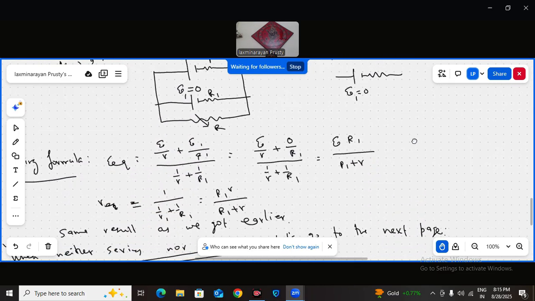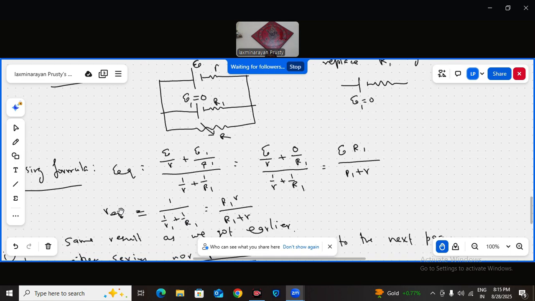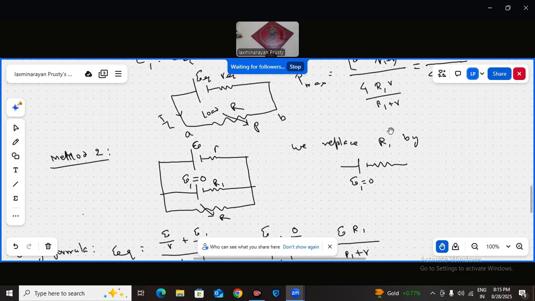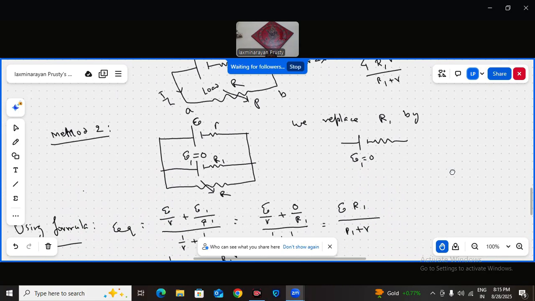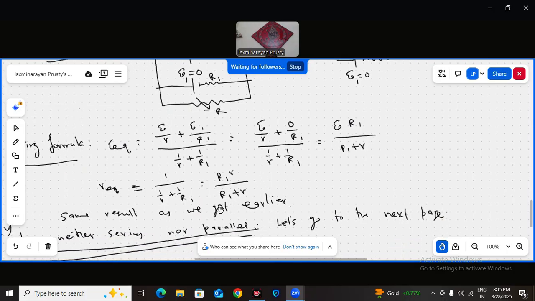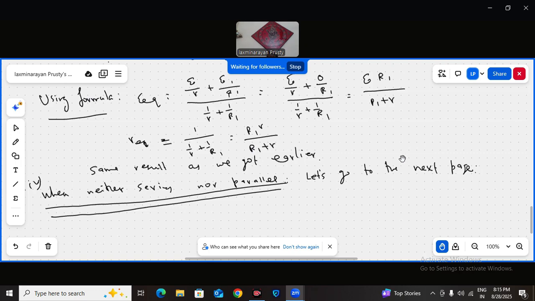Yes. Similarly, R equivalent is 1 by R plus 1 by R1. This is small r, sometimes we make the mistake of writing 1 here. Yes, this is 1 by small r plus 1 by R1. So this is what I got, and this is the same as what we got for R equivalent here. Just see. So the same result as we got earlier. Nice.